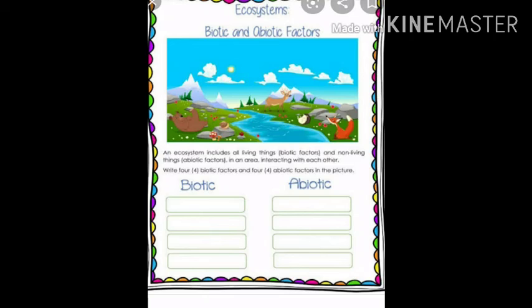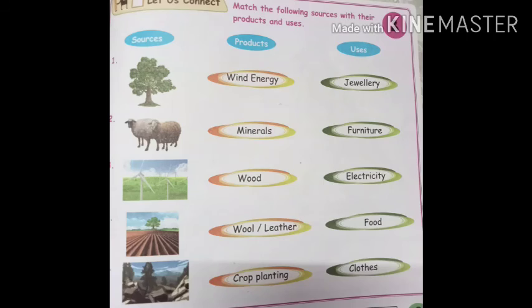And see, the next worksheet, the second worksheet, is match the following sources with the products and uses. Now see the sources on one side, next one is products, and third one is uses. First, tree kuduthirukanga. From the tree we'll take wood. From the wood what can we make? Furniture. And second one, sheep. From the sheep we'll take wool or leather. From the wool or leather we make clothes.